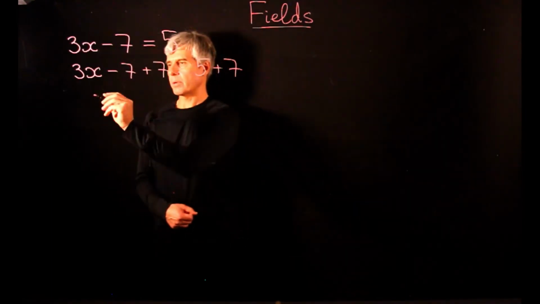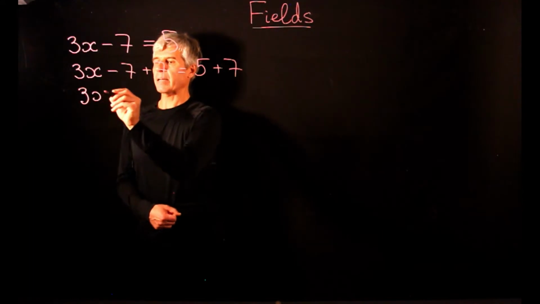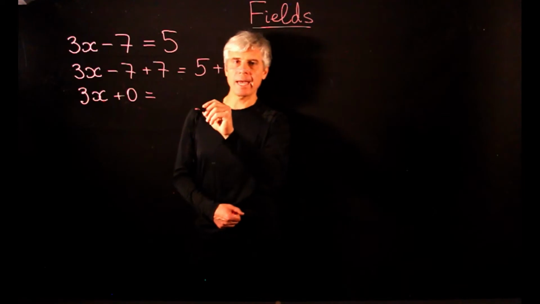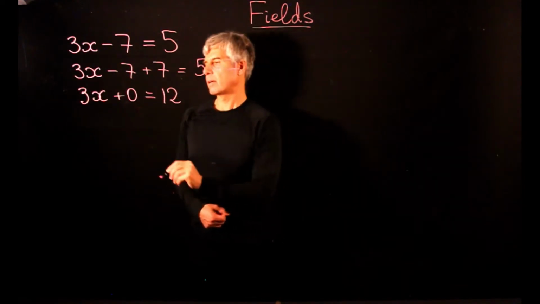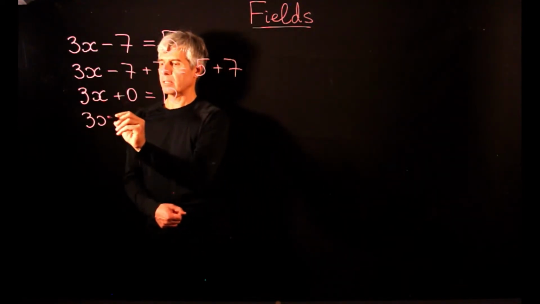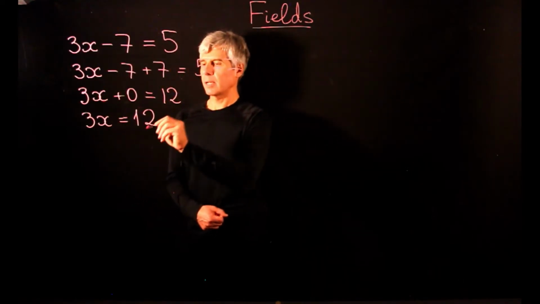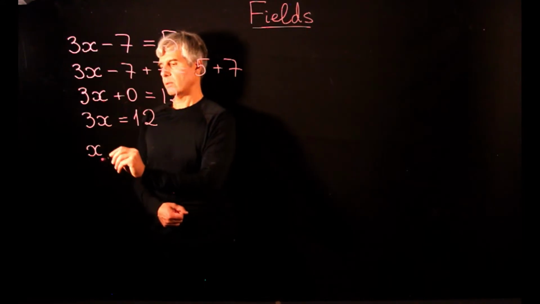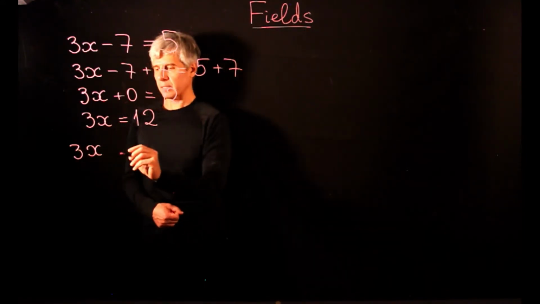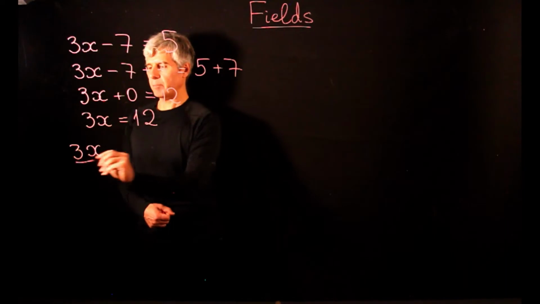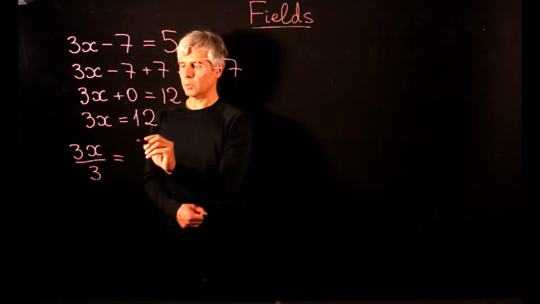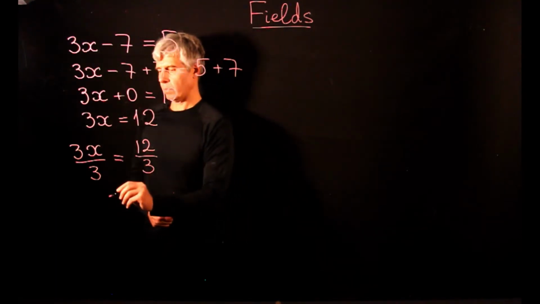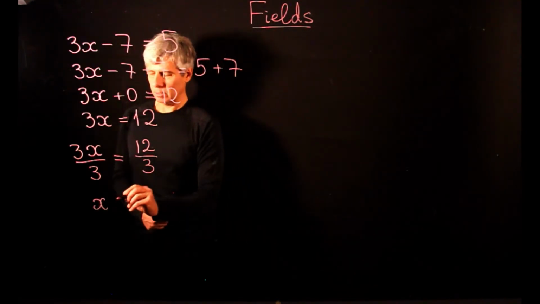And so then on the left we get 3x plus 0, and on the right we get 12. And then this is the same as 3x is equal to 12. And then we get that x, so we take 3x divided by 3 is equal to 12 divided by 3. And we get that x is equal to 4.